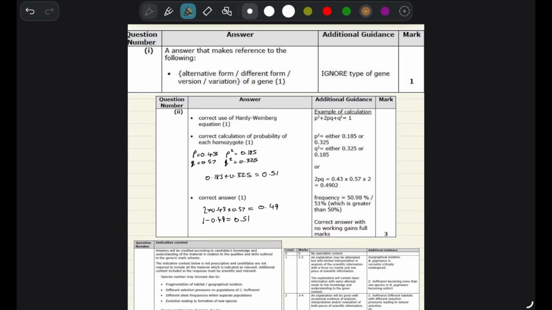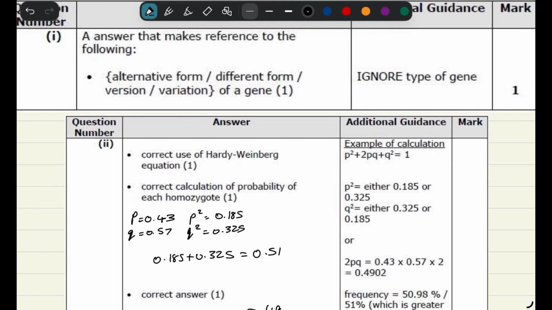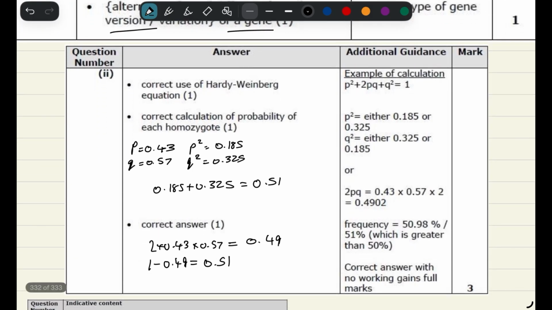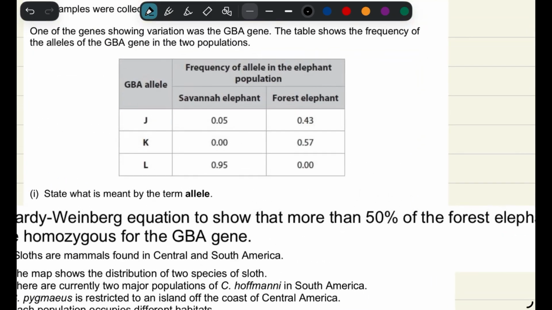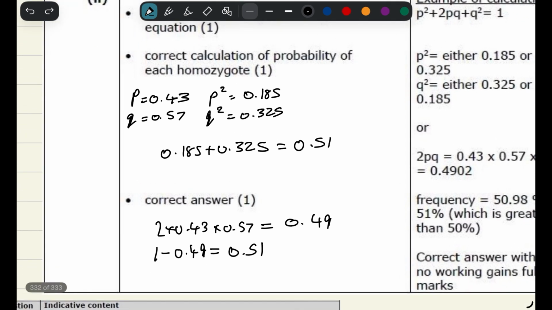Okay, so time to have a look at answers. Your first one was pretty straightforward, just defining an allele, sorry. So we're saying a different version, a different form of a gene, fine. So that's allele. Now, Hardy-Weinberg equation, there were 2 ways you could have done this. We said specifically we're looking at the first elephant population, so we're looking at here. And thankfully, we only have to look at these two alleles as well. So I looked at those two. It doesn't really matter which one you put as P and Q. And there were two ways you could have worked it out.